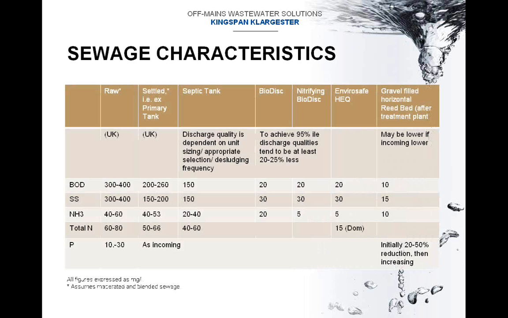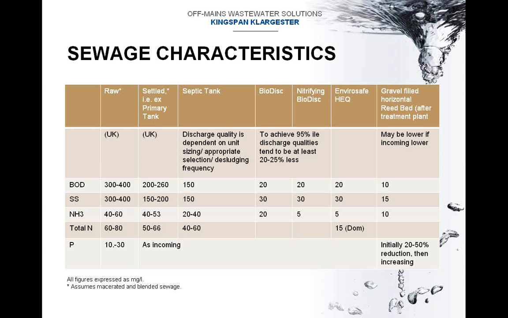Sewage characteristics. As you can see on the screen, this is split into raw sewage, settled sewage, septic tank sewage, BIODISC treated effluent, and nitrifying BIODISC and ENVIROSAFE HEQ. The BOD figures in raw sewage are 300 to 400 milligrams per litre. The BOD in settled sewage, i.e. primary settlement tank, is about 200 to 260 milligrams per litre.